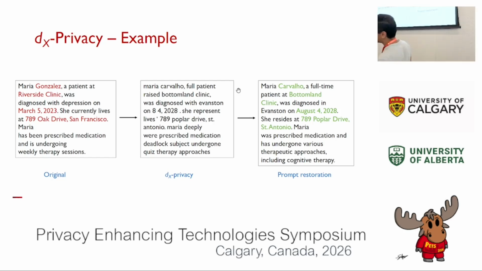So here's an example. On the left is an example user prompt, and I've highlighted the sensitive terms in red. We apply dX-Privacy word by word, and you can see it's a bit gibberish, but that's not a problem because we can give it to a large language model to restore as much as possible. And as you can see at the end, we have a coherent prompt, with the advantage that some of the sensitive words are not reconstructed.